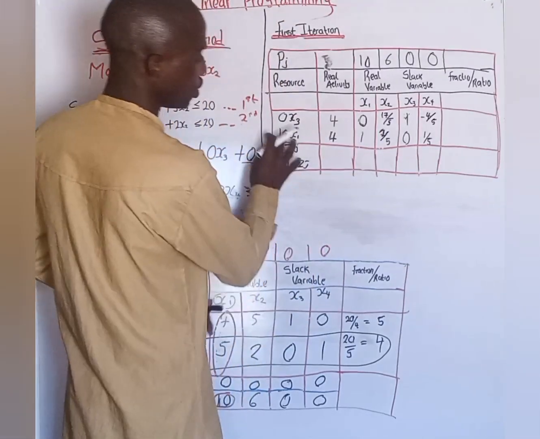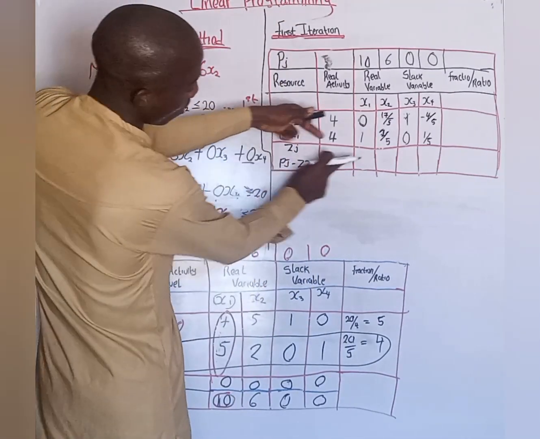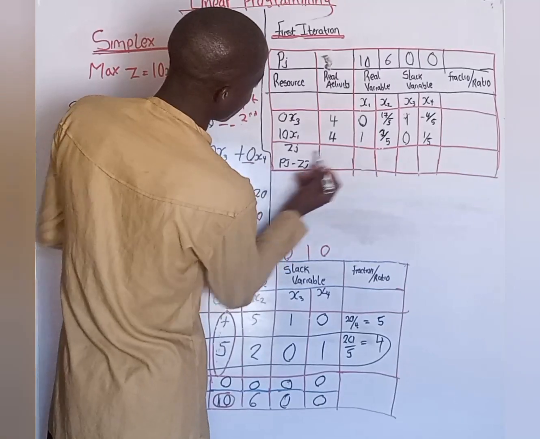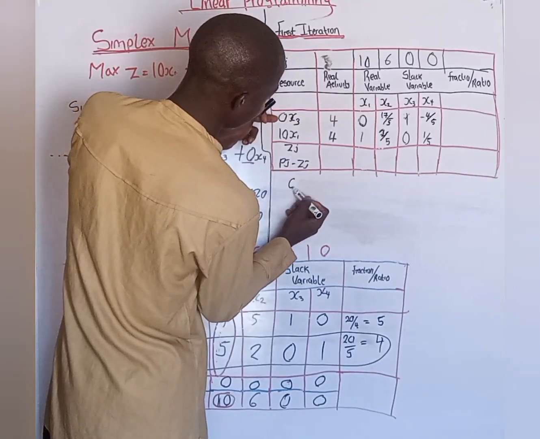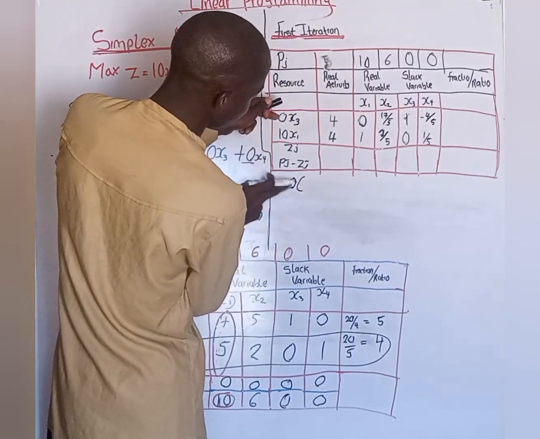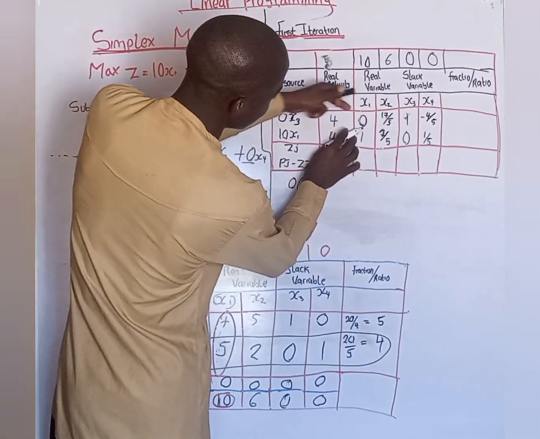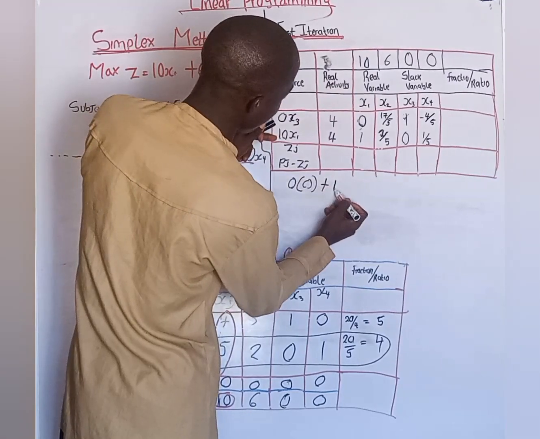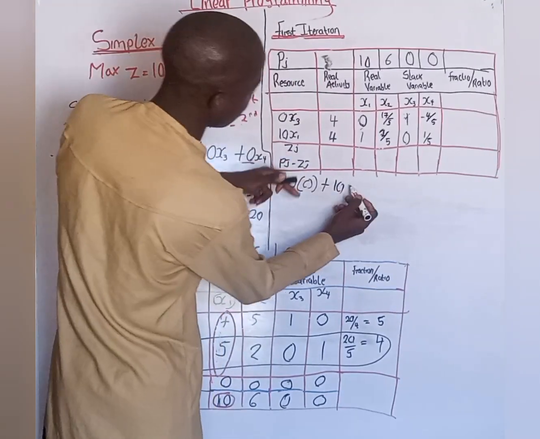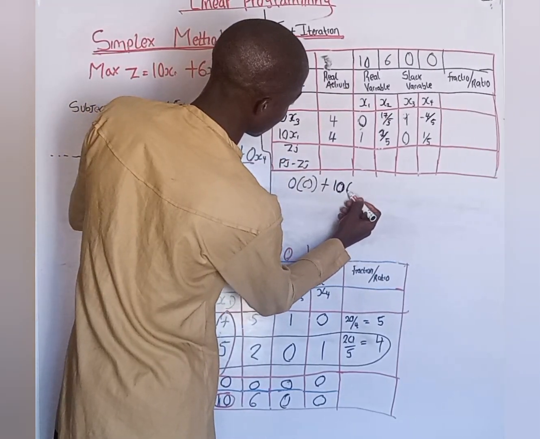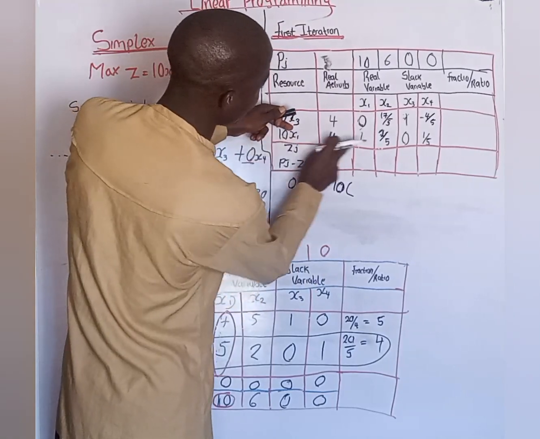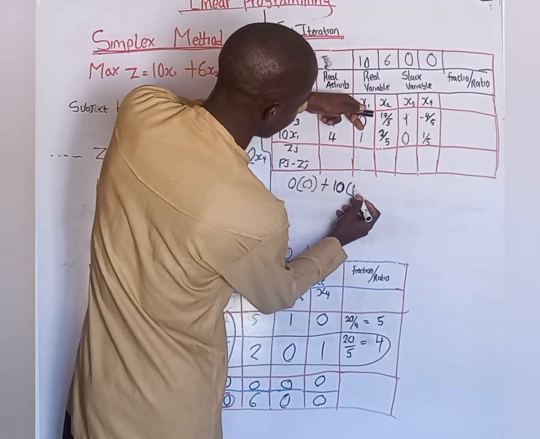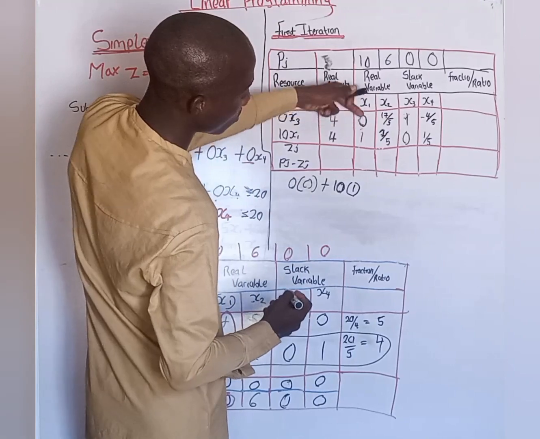How do we get the zj of this column? The zj of this column is equal to 0 into bracket, x3. The value of x in that column is what? 0. Plus 10 into bracket. What's the value of x in that column? The value of x is 1. So the zj of this column is what?